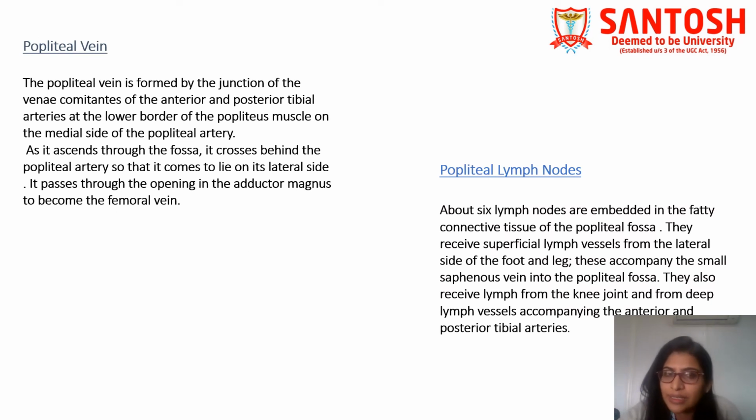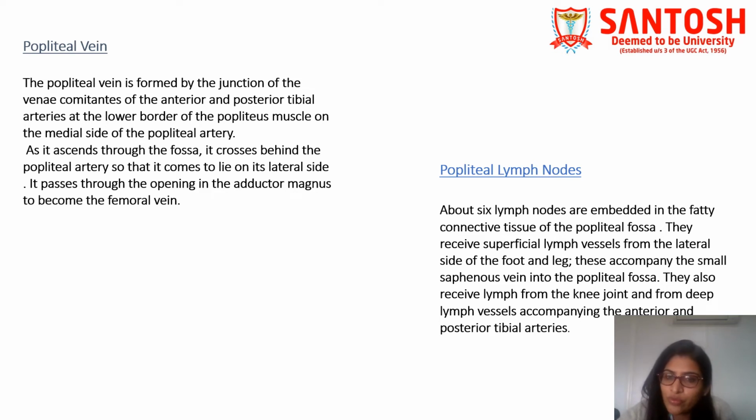Now the other contents of the popliteal fossa: the popliteal vein and the lymph nodes. The popliteal vein is formed by the junction of the venae comitantes of the anterior and the posterior tibial arteries at the lower border of the popliteus muscle on the medial side of the popliteal artery. As it ascends through the fossa, it crosses behind the popliteal artery so that it comes to lie on its lateral side. It passes through the opening in the adductor magnus to become the femoral vein.